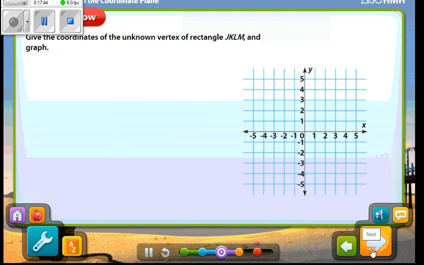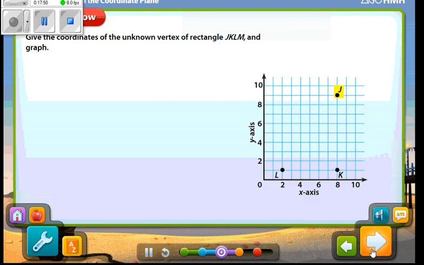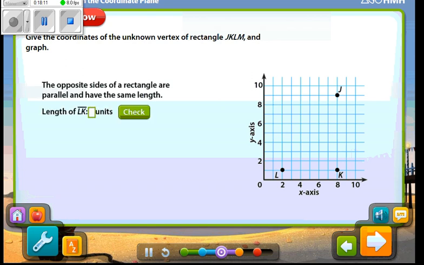Give the coordinates of the unknown vertex of rectangle JKLM and graph. You already have the vertices J, K, and L. What do you know about the opposite sides of a rectangle? The opposite sides of a rectangle are parallel and have the same length. What is the length of side LK?